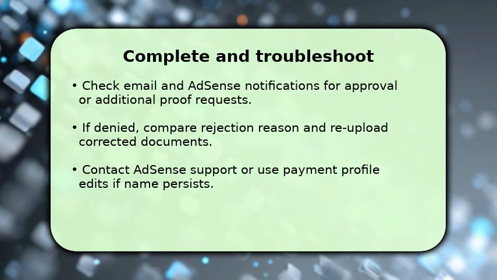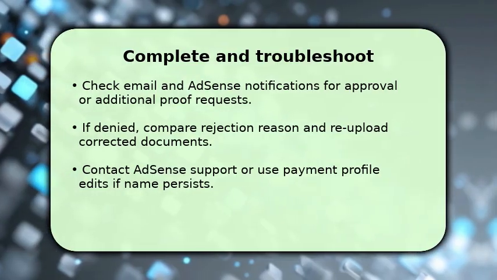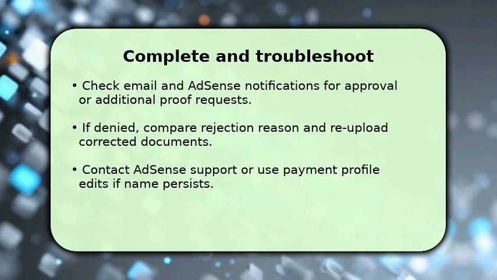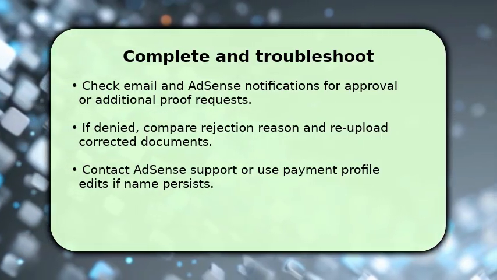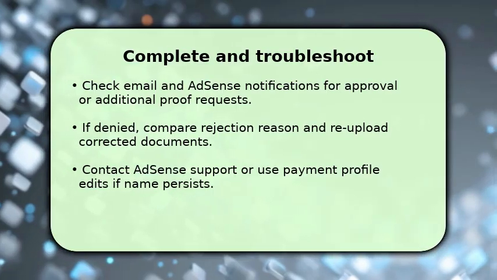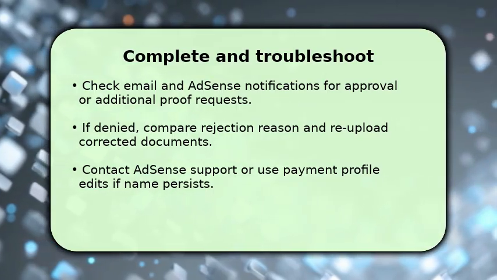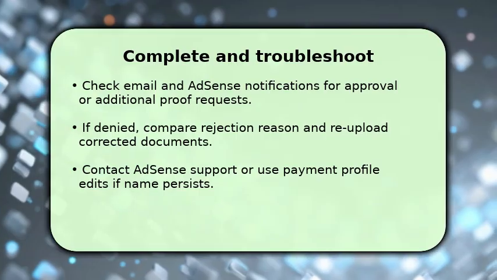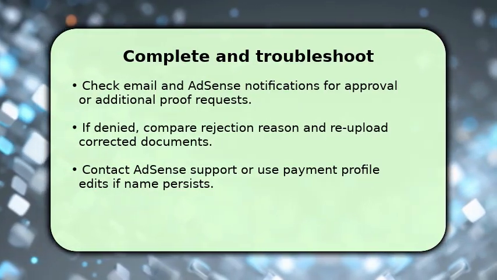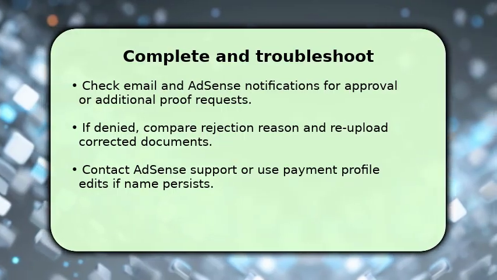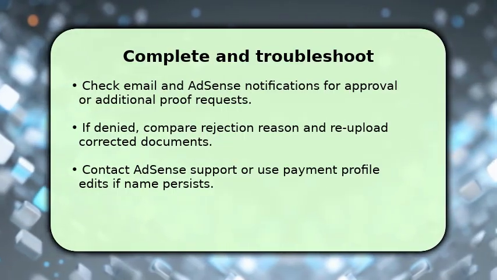Respond quickly and clearly. If the change is denied, read the rejection reason, correct formatting or documentation issues, and resubmit. If the account name still doesn't reflect the change after approval, update the payment profile or contact AdSense support directly. One key troubleshooting tip: match every document's name exactly, including punctuation and spacing, to avoid.